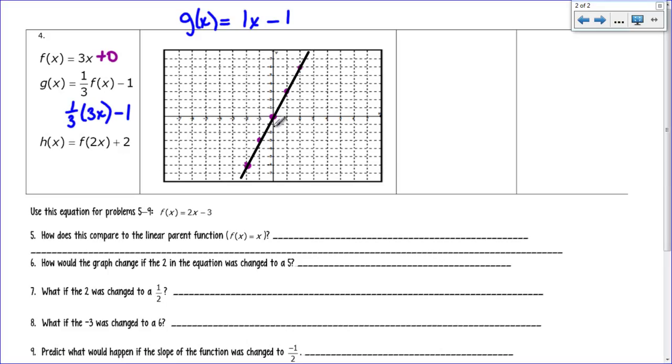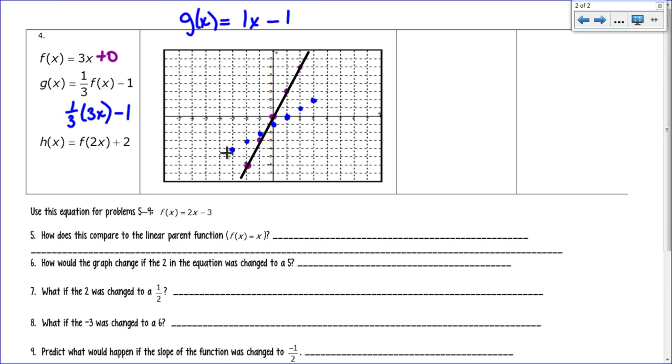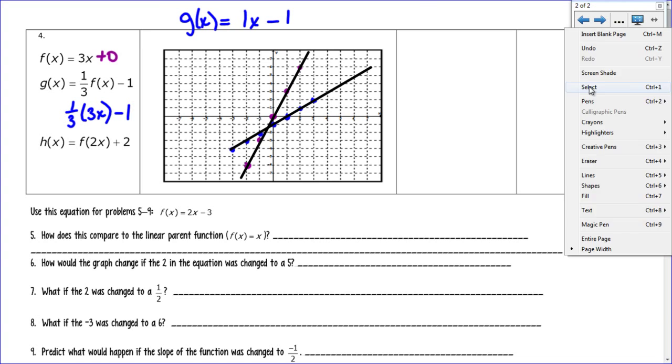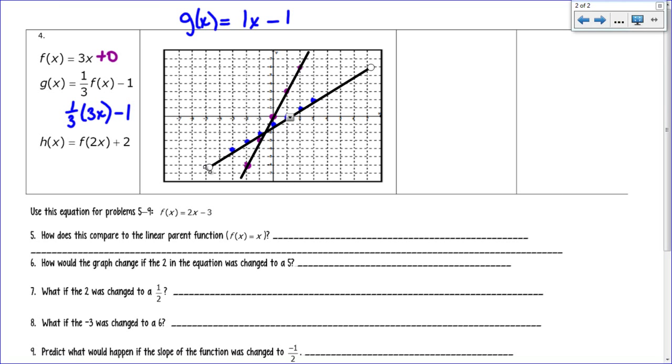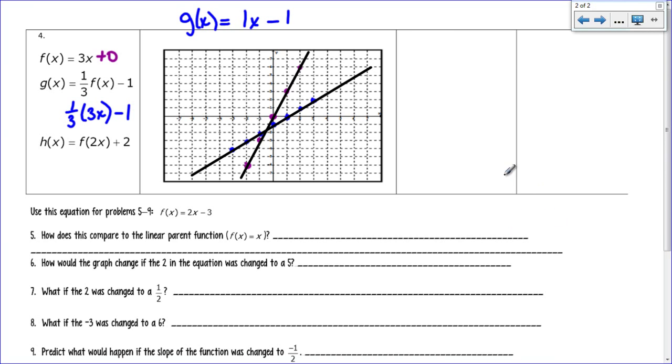So it's going to start at -1 because of my y-intercept, and then my slope is 1, so I'm going to go up 1 over 1, up 1 over 1. Make a bunch of points here so I can draw my line. So there's that one.